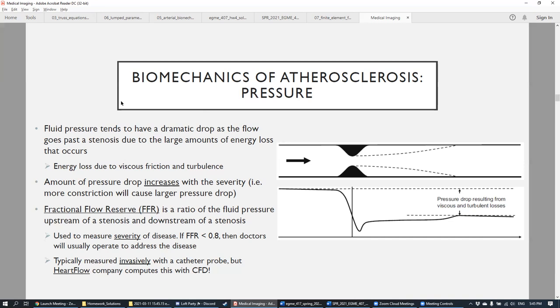And as you can imagine, as from the chat here, it's not fun to get a probe stuck up your butt just to see if you have to pay for open heart surgery. There's a company out there called HeartFlow. A lot of my really close colleagues are at HeartFlow. And what they do is they use a lot of the technology that we're going over in this class, like CFD simulations, to determine this pressure drop. And so you can get this FFR measurement without sticking a probe up your butt, right? Obviously that's very attractive for the patient, because then you don't have to go to the hospital for it, and you just have someone run a CFD simulation, right?